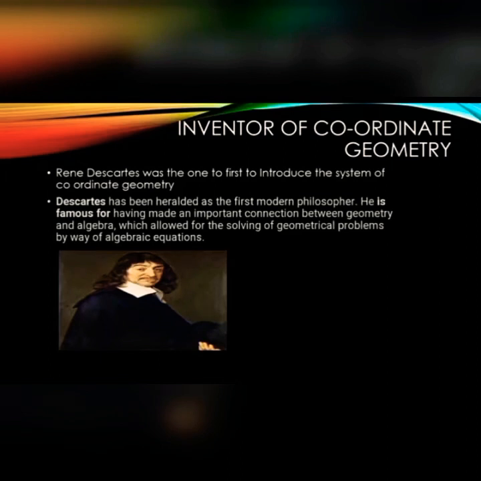Descartes has been heralded as the first modern philosopher. In modern philosophy, we try to describe the world in a logical way on the basis of knowledge, rather than being religious. He is famous for having made an important connection between geometry and algebra, which allowed many geometrical problems to be solved in the algebraic way.